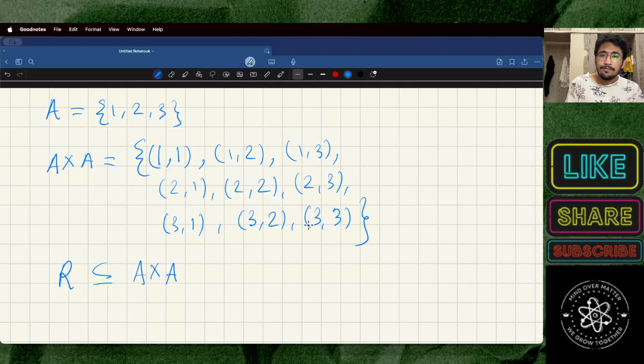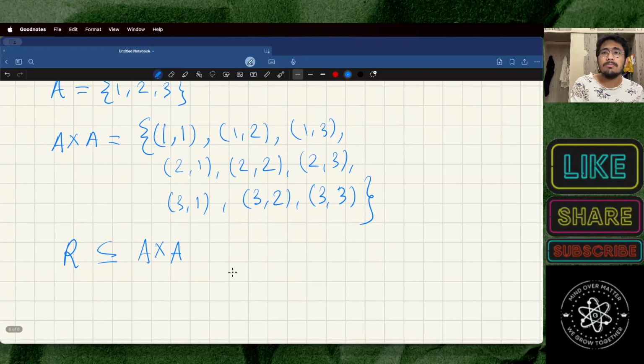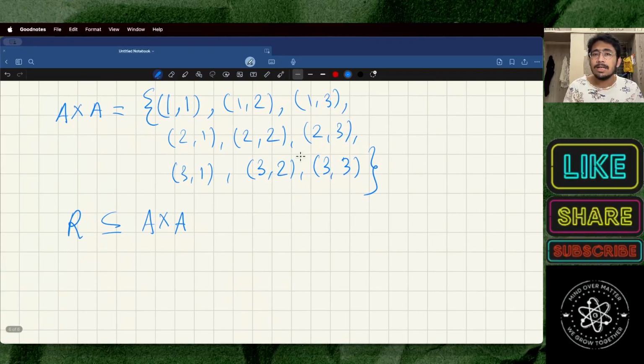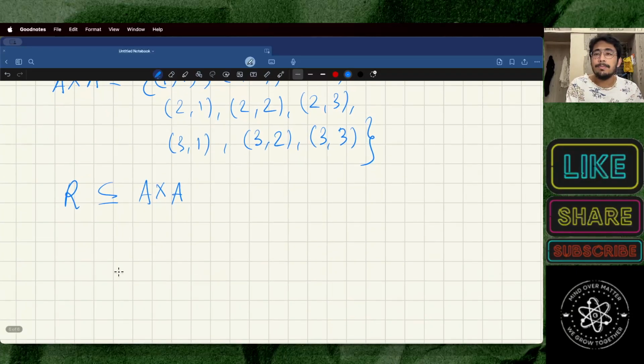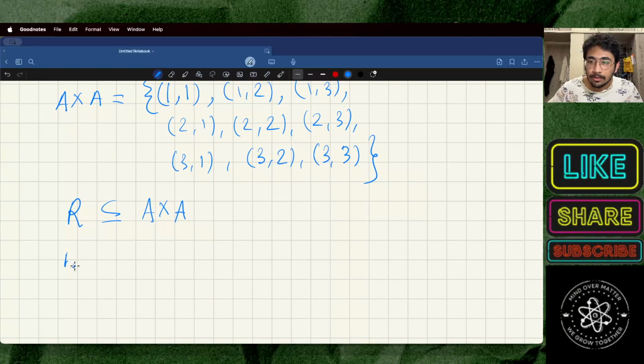Now I will tell some basic classifications of relations, but before that I want to explain two types of representation that we can use. Number one is matrix representation.